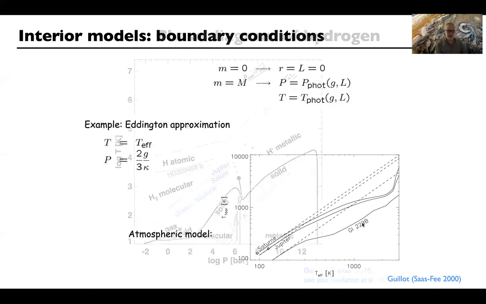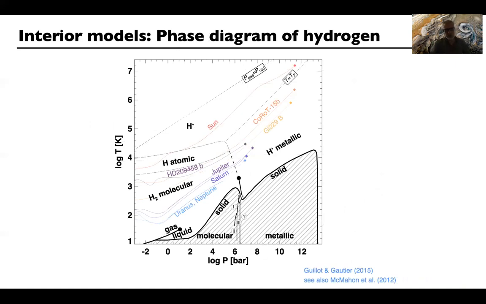Okay, so how do we construct interior models? We use, of course, a phase diagram of hydrogen. Those are pressure-temperature profiles, rather than adiabats actually, for the giant planets in our solar system here, and for this brown dwarf, Gliese 229b, for this massive exoplanet or brown dwarf, CoRoT-15b, or for HD 209458b, which is a hot Jupiter. So you can see we're spanning a range of temperatures and pressures.